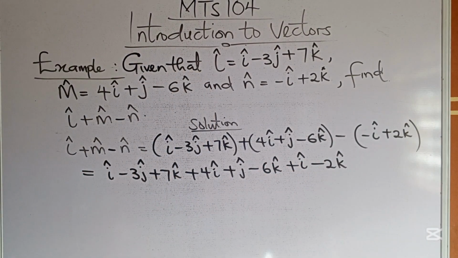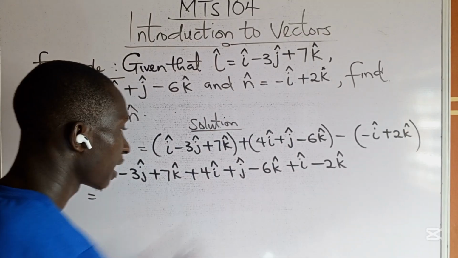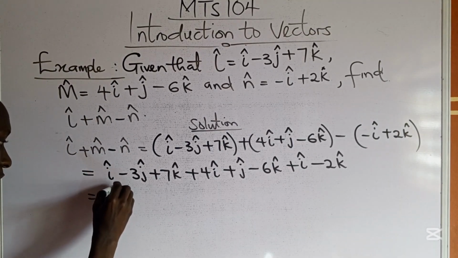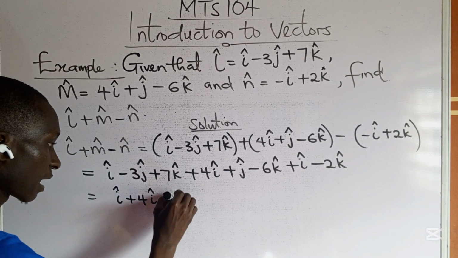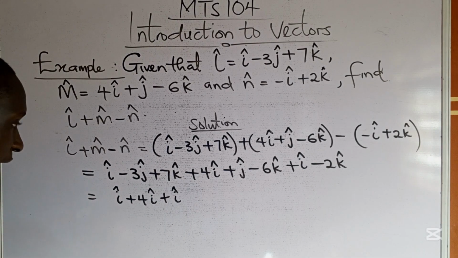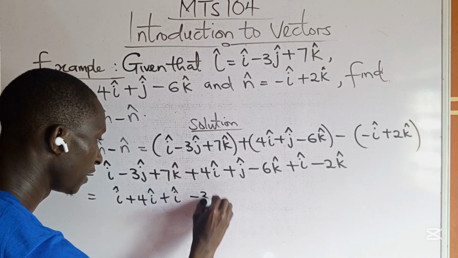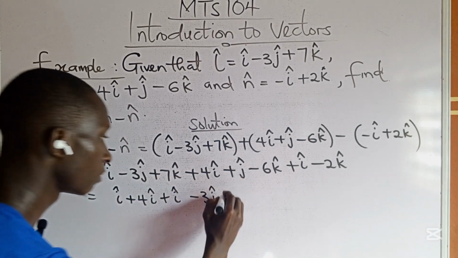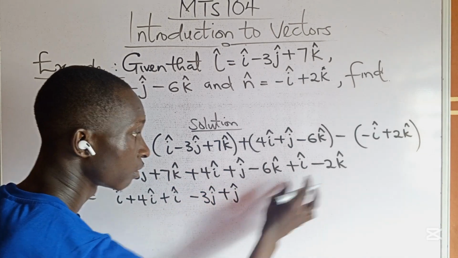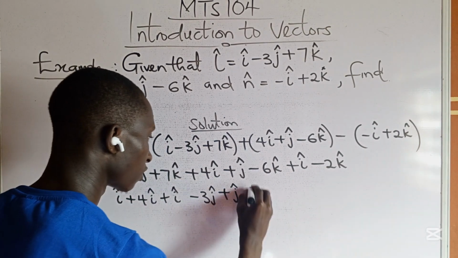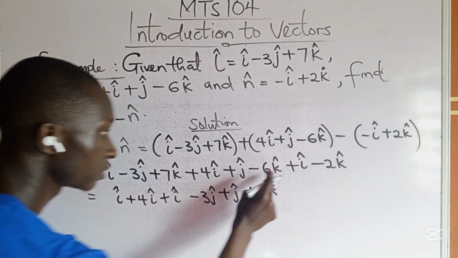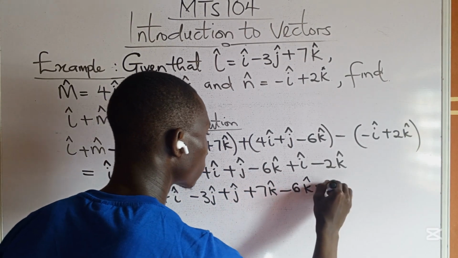Now that we have this, what we have to do is to collect like terms or like components. So we have i here, we have i here, and we have i. So let's bring them together. That is i plus 4i, right? Plus i. So we are done with the family of i. Now let's move to j. So we have minus 3j plus j. That's all. We don't have any other j again. Can you see? Now the next is k. That is plus 7k, right? Minus 6k, then minus 2k.